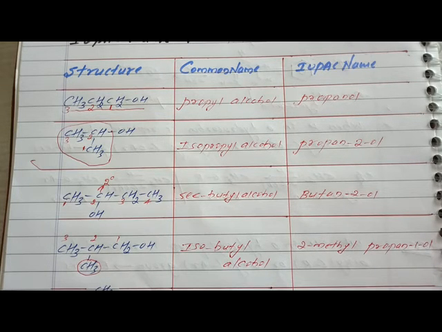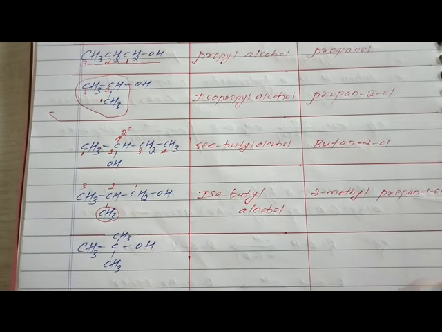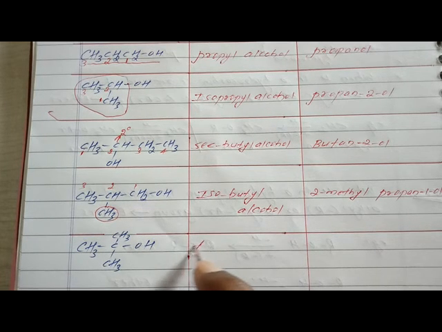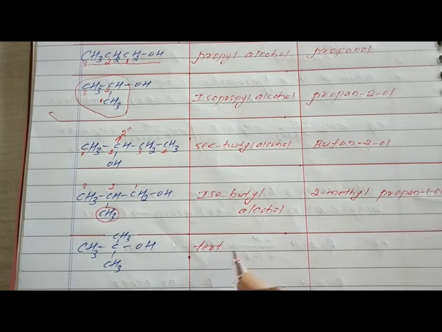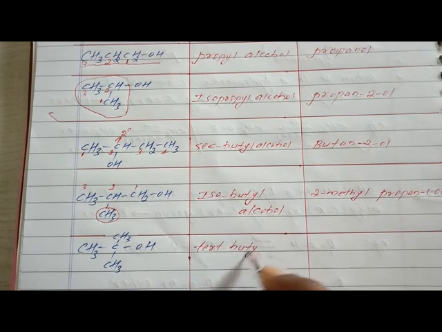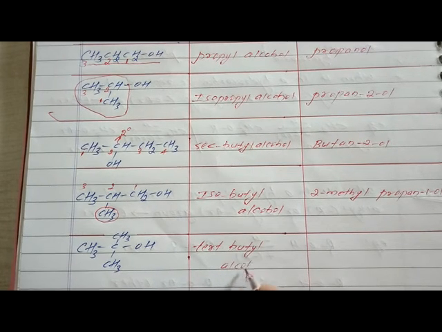Understood, students? Okay, now the next one we have is (CH3)3COH. Now this one is tertiary butyl. The name of this alkyl group is tertiary butyl, and there is the presence of OH, so simply we call it tertiary butyl alcohol. Okay, now that is the common name.